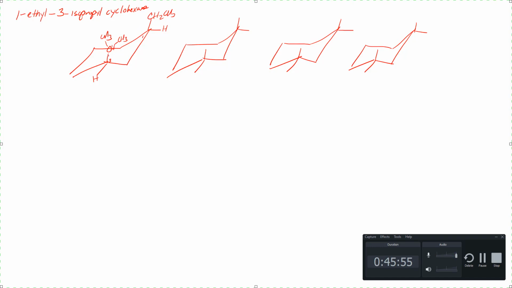Okay, so here is molecule A. Let's do a ring flip on that.